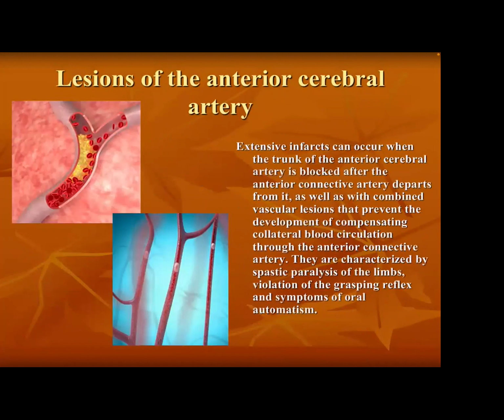Lesions of the anterior cerebral artery: an extensive infarct can occur when the trunk of the anterior cerebral artery is blocked after the anterior communicating artery departs from it, as well as with combined vascular lesions that prevent the development of compensating collateral blood circulation through the anterior communicating artery. They are characterized by spastic paralysis of the limb, violation of the grasping reflex, and symptoms of oral automatism.